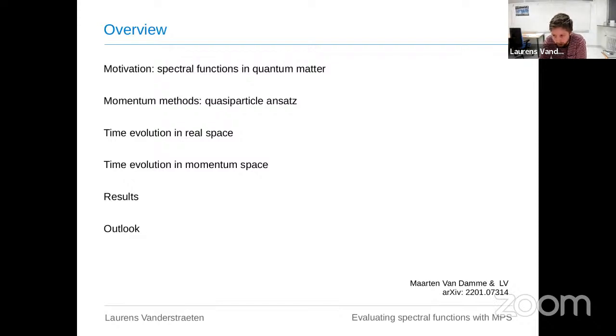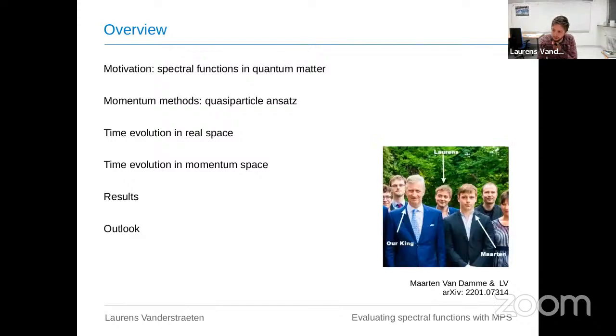I will show that it's indeed a lot more efficient to do it directly in momentum space. I'll try to convince you of that fact, and I will explain a bit how we do it. Then finally, we will discuss some results and give a quick outlook. If there are any questions, please do interrupt me at any point. If something is unclear, please do interrupt me.